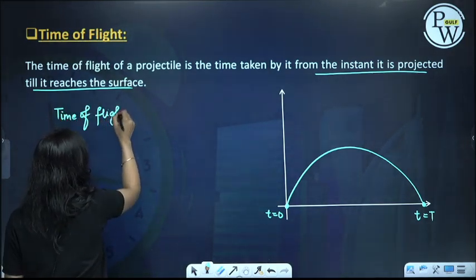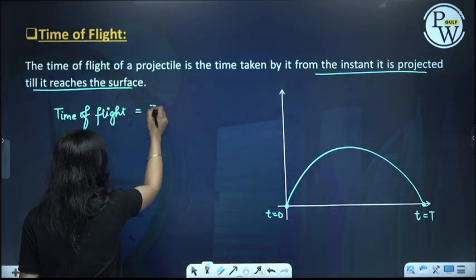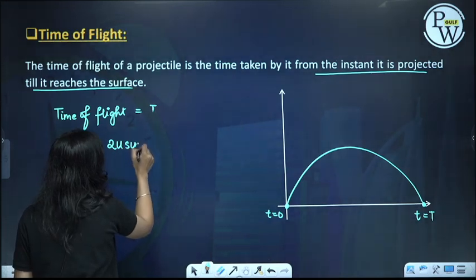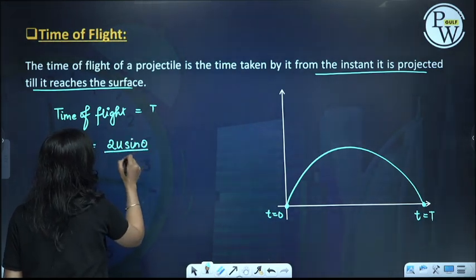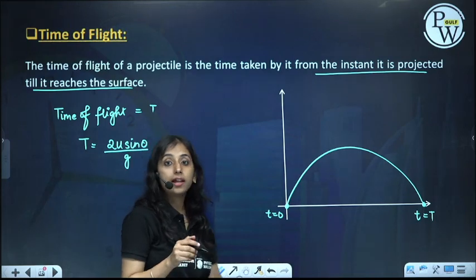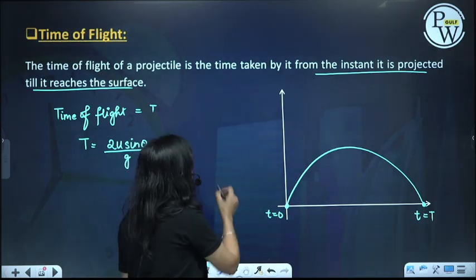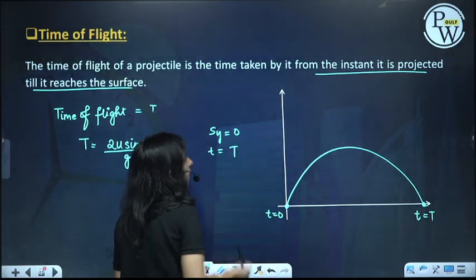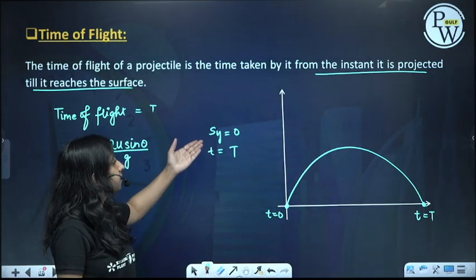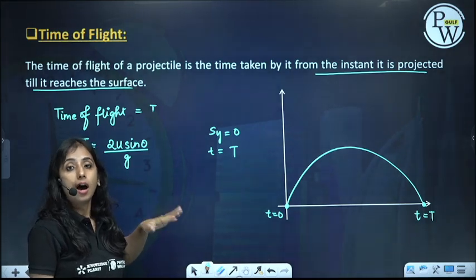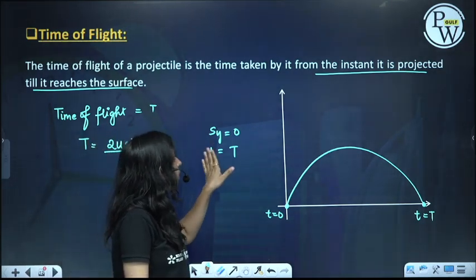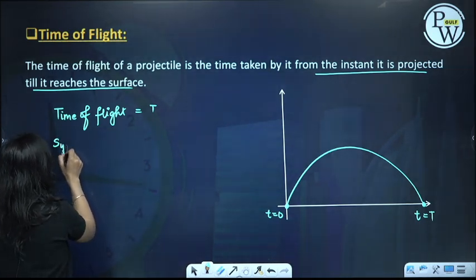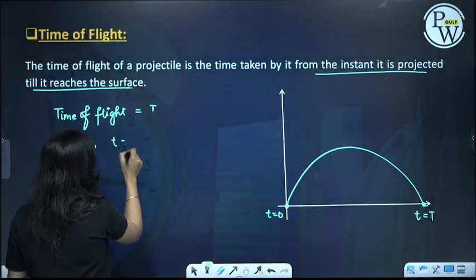The time of flight is denoted by capital T, and this capital T comes out to be 2u sine theta by g. Use the equation that when time t is equal to capital T, Sy will become 0. So use the equation Sy is equal to uy t plus half ay t square. In time T, Sy becomes 0.